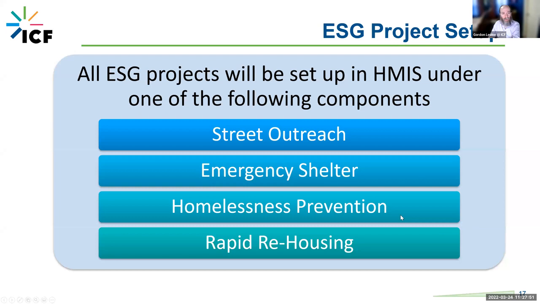So all ESG projects need to be set up in HMIS under one of the following components: street outreach, emergency shelter, homelessness prevention, or rapid rehousing. Those are your participant-facing components. Obviously, you don't have an admin component. That's an add-on. HMIS is complicated, but we're going to blow past that right now. Broadly speaking, we're talking about these 4 participant-facing components. I see the question in the chat, and I promise that we will circle back briefly. Next slide, please.